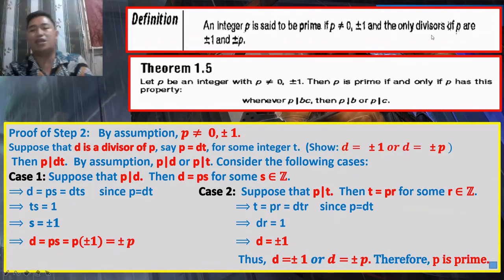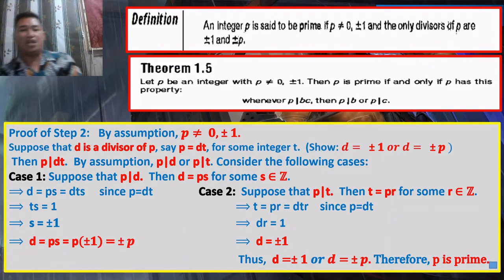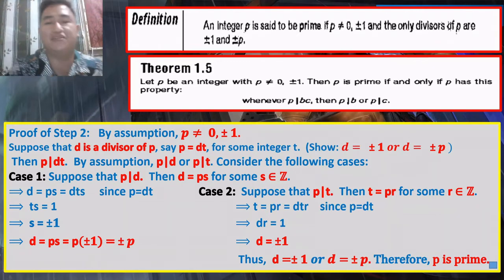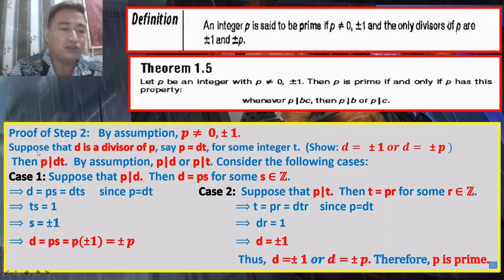So what remains to show is that the only divisors of P are positive and negative 1 and positive and negative P. Okay, so suppose that D is a divisor of P.